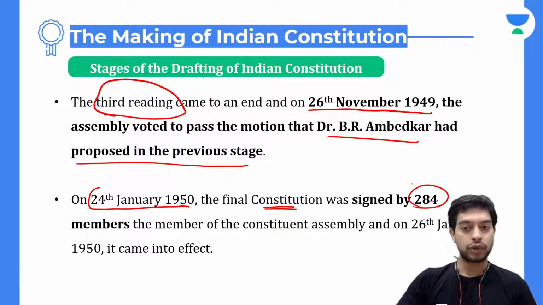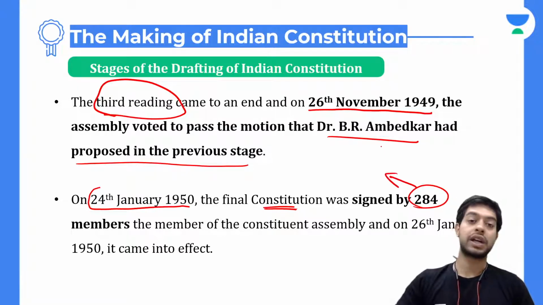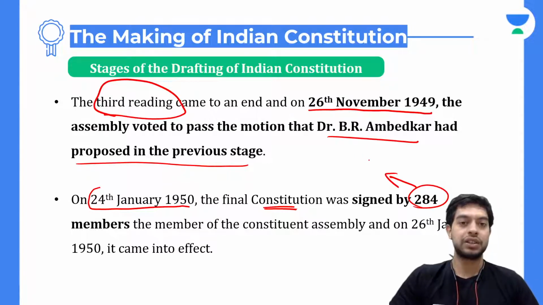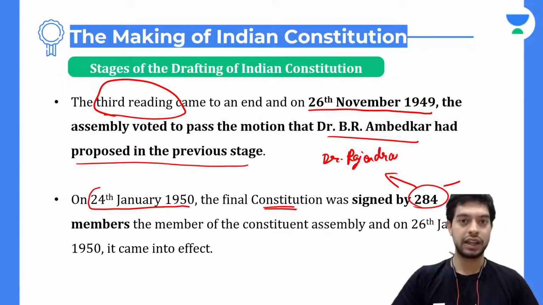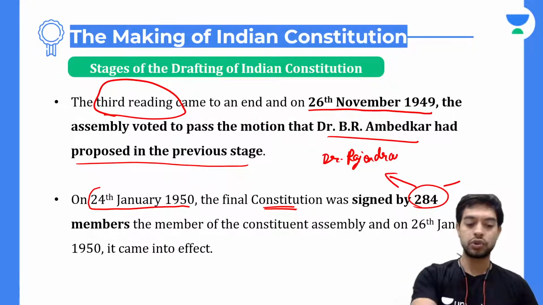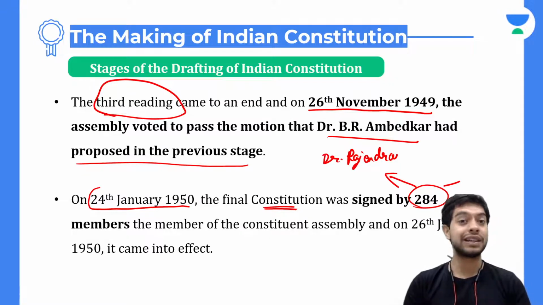Out of those 284 members, the first person to sign is very important. The first person to sign is Dr. Rajendra Prasad, the President of India, who is known as the first citizen of India. And the last person to sign is, the first person was Dr. Rajendra Prasad. If you look at the present draft of the Indian Constitution, it is not like the bare act you usually see.